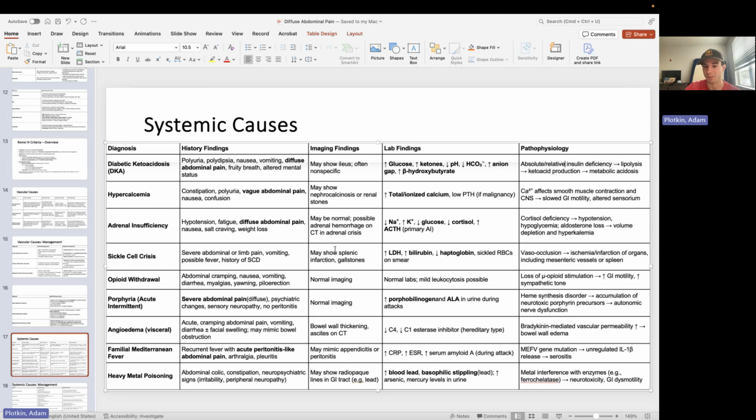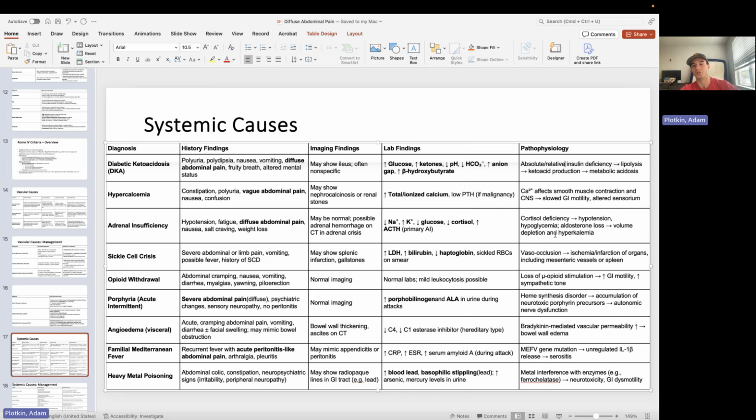We may see on imaging splenic infarct, gallstones, right, from the hemolysis of those red blood cells, leading to increased indirect bilirubin production, which oversaturates my bile, which can then lead to these bile stones forming, these gallstones. If I'm looking at labs for a patient who has sickle cell, right, we'll see our classic hemolytic anemia pattern, elevated LDH, elevated indirect bilirubin, low haptoglobin, and sickled red blood cells on smear. Again, go watch my microangiopathic hemolytic anemia lecture. I talk about why these labs occur.